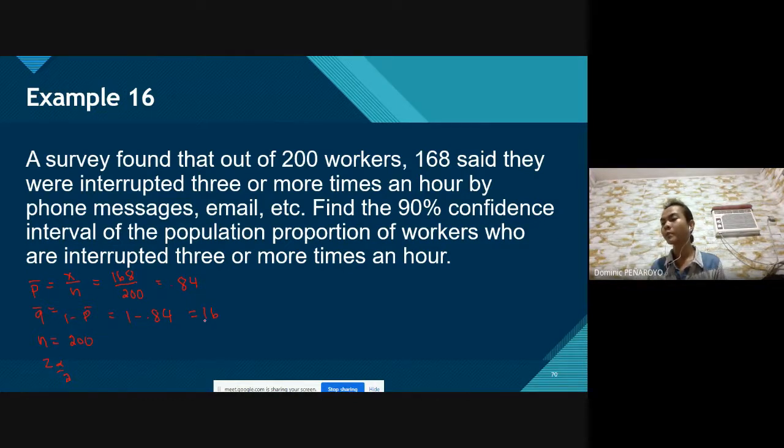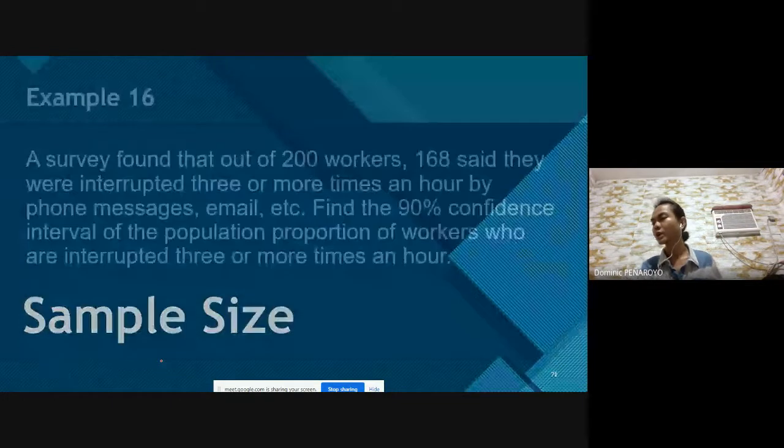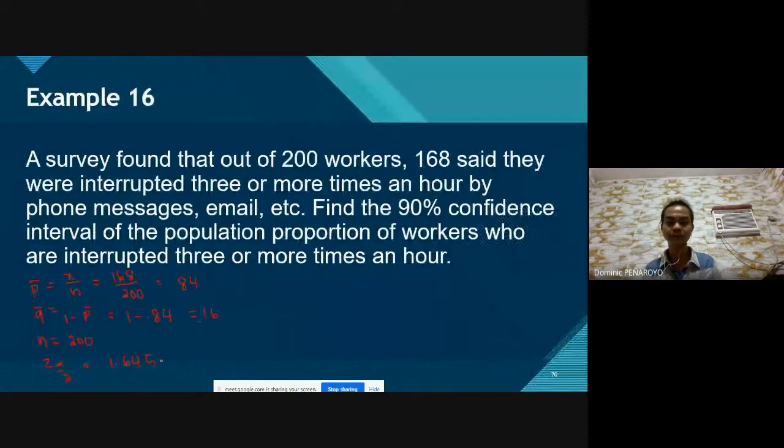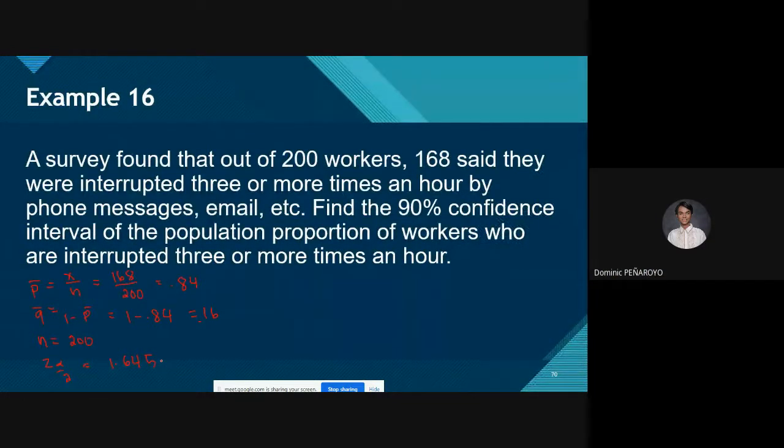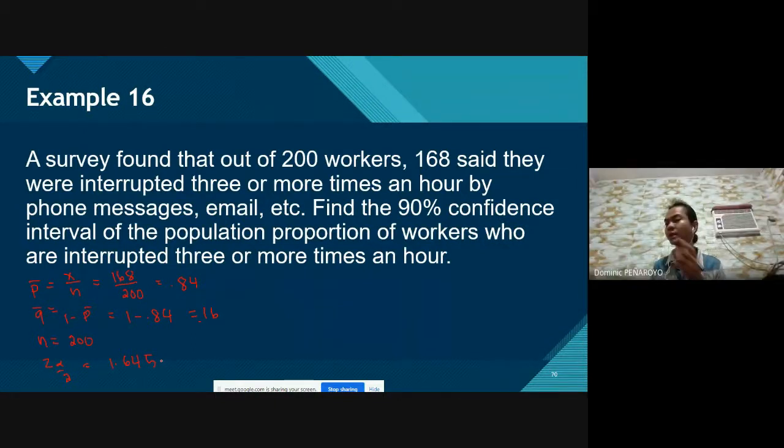Okay, so we have here 0.16 for the Q-bar, N is 200, Z alpha over 2 for 90% confidence level. Okay, so that's 1.645. So lahat na tayo meron. So let's proceed with the solution. Okay, so yung solution natin dito, substitute lang na natin sa ating formula.